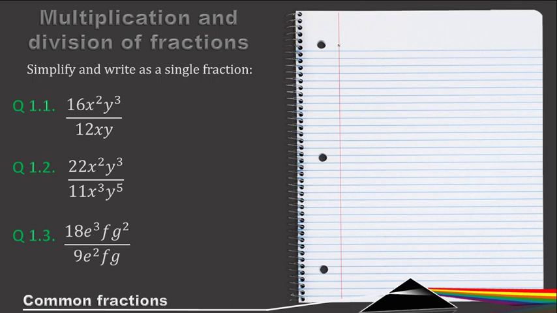Alright, so for question 1.1, we have to simplify these fractions. So we have 16 x squared y to the power 3 over 12xy. Now, when we cancel these, if I have, for example, y to the power 3 over y, then it's the same as saying I've got y times y times y over y. So I can cancel 1 at the top with 1 at the bottom, and then I'm just left with y squared.